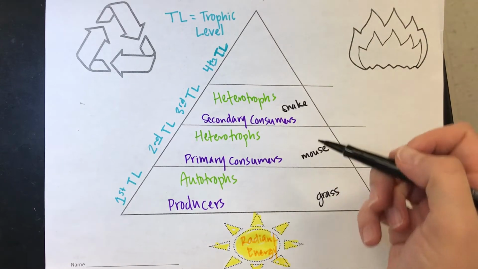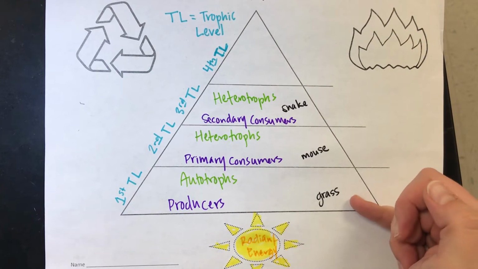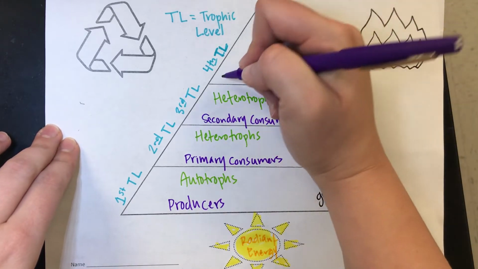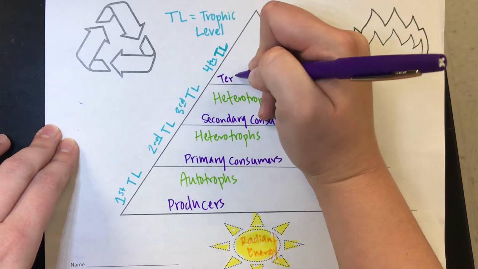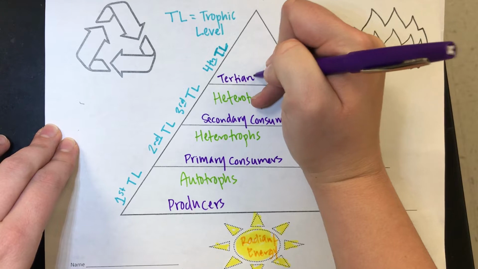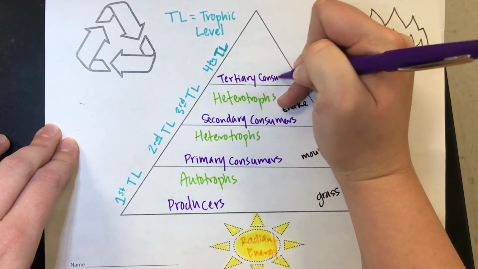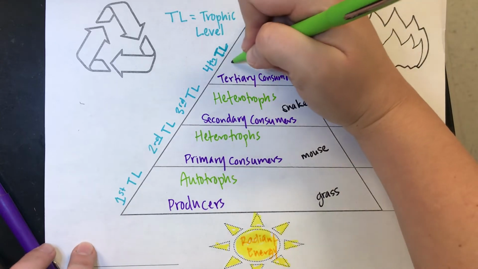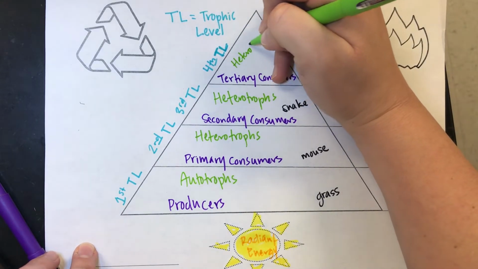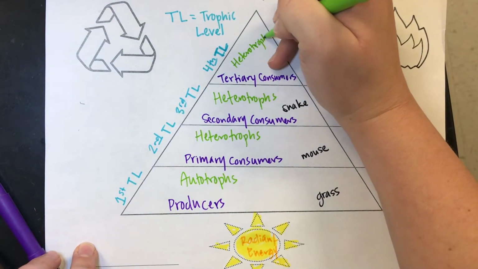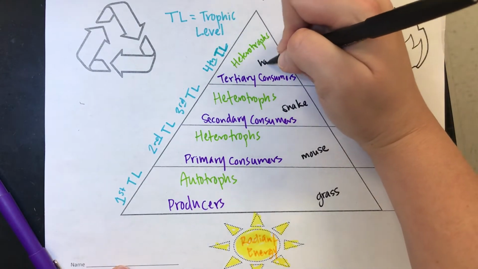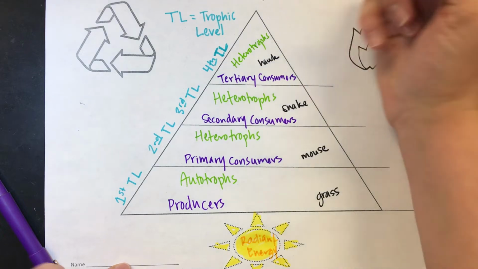All right, secondary consumers consume our primary consumers. And then who consumes our secondary consumers? That would be our tertiary consumers. These guys are also heterotrophs. And my example for this one will be a hawk. Okay.